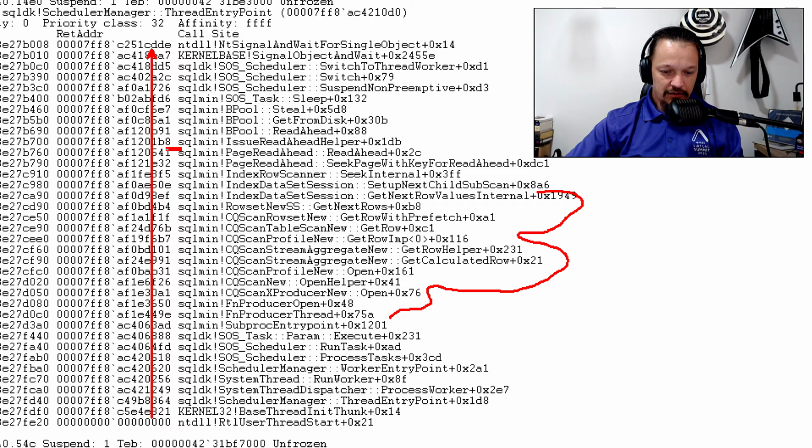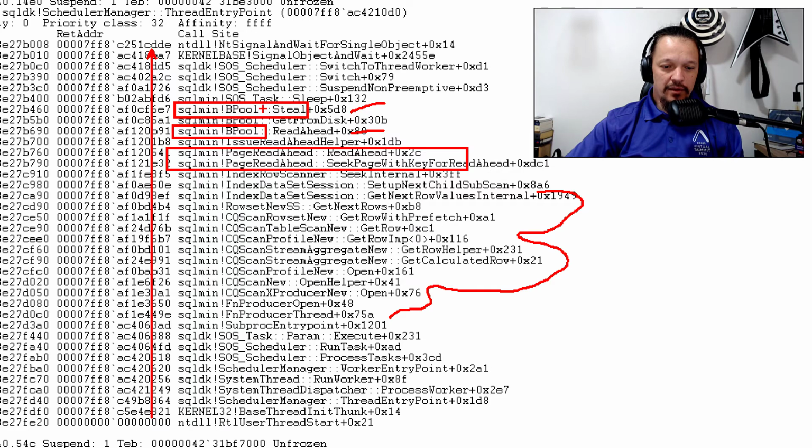Oh, it's asking for some page reads with read ahead, and then it's calling the buffer pool to do the read ahead, and then getting it from disk, and then steal. Oops! Now I have to steal a page from the buffer pool because it probably has an internal memory pressure, and then it is going to sleep while it's waiting for the steal, waiting for the buffer pool steal.